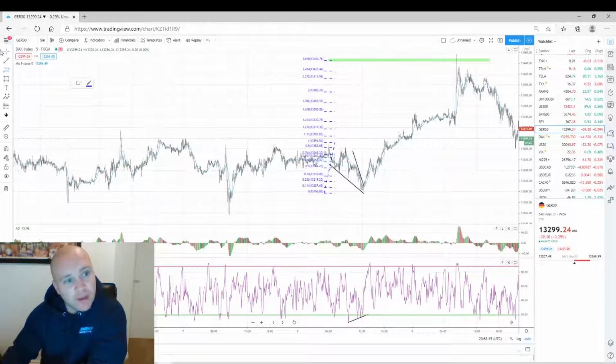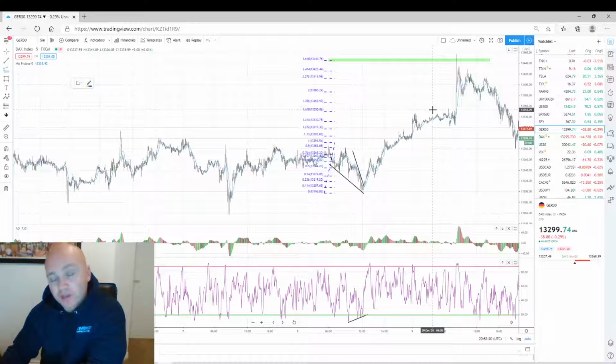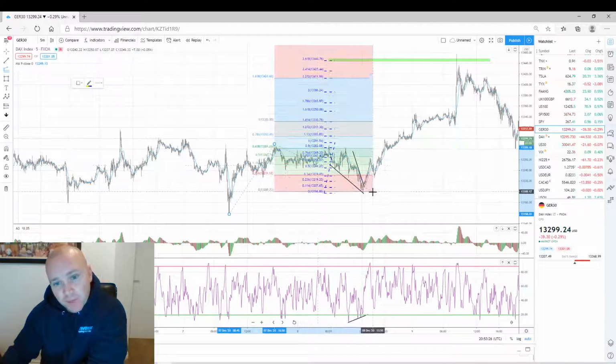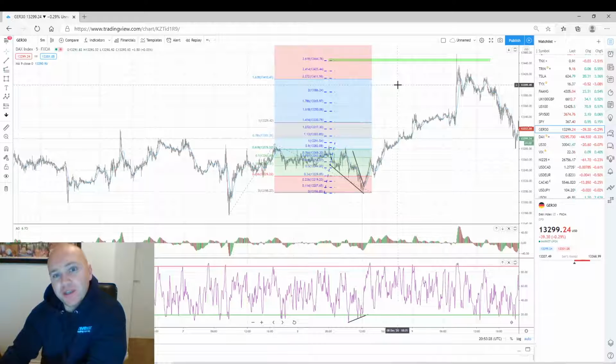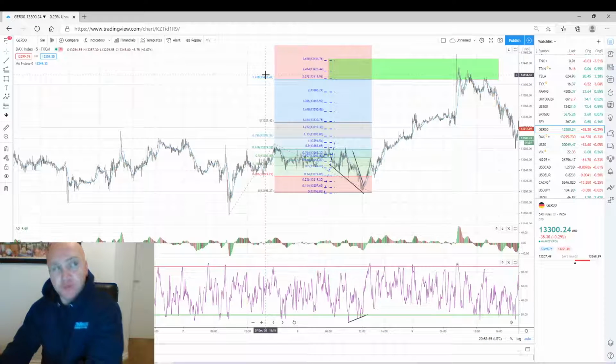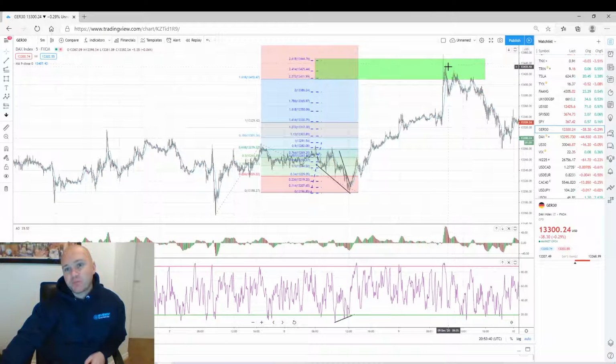Then we'll use our Fibonacci expansion. Sometimes they call it extension, but I would refer to this as expansion. And then we'll literally join the peak, so there, come back. And again, when you're combining these 2 Fibonaccis for a probability area, you just join the 2. So the 261 and 1618. Can you see that? That brings it in beautifully right to the top.